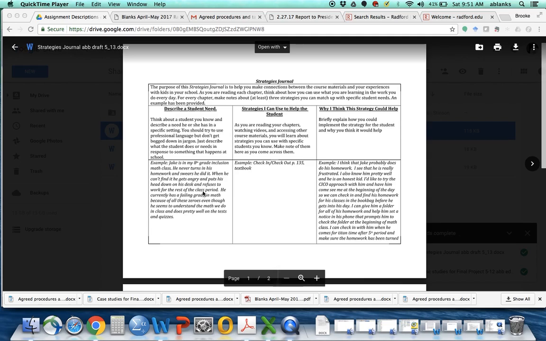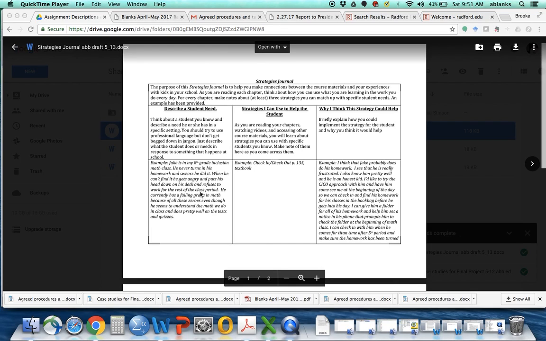In the example, this would be something similar to what a teacher or an instructional assistant might experience. You've got a student who never turns in his homework and he swears he did it, and the frustration of going through this process every single day is really frustrating for him, and so he puts his head down because he's mad and he refuses to work. It's frustrating for him because he has this failing grade. It's also frustrating for his parents. And it's frustrating for you because you know that he seems to understand the math and he does pretty well on the tests and quizzes. He just isn't turning in the homework.